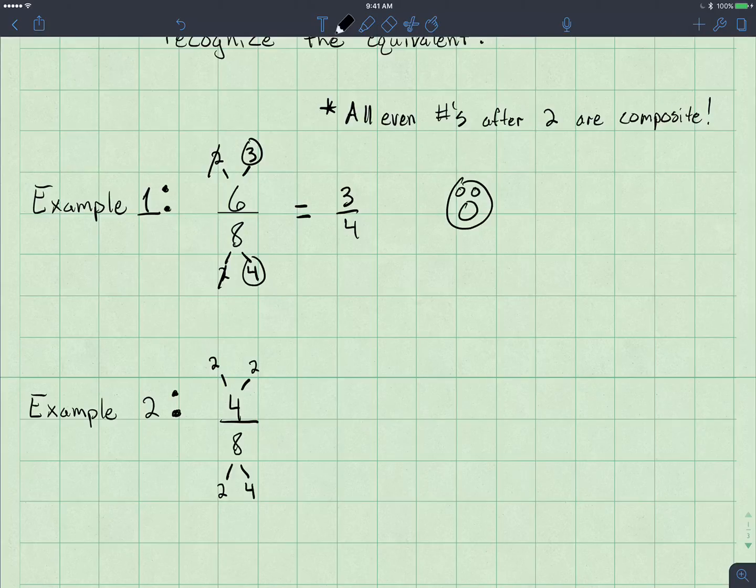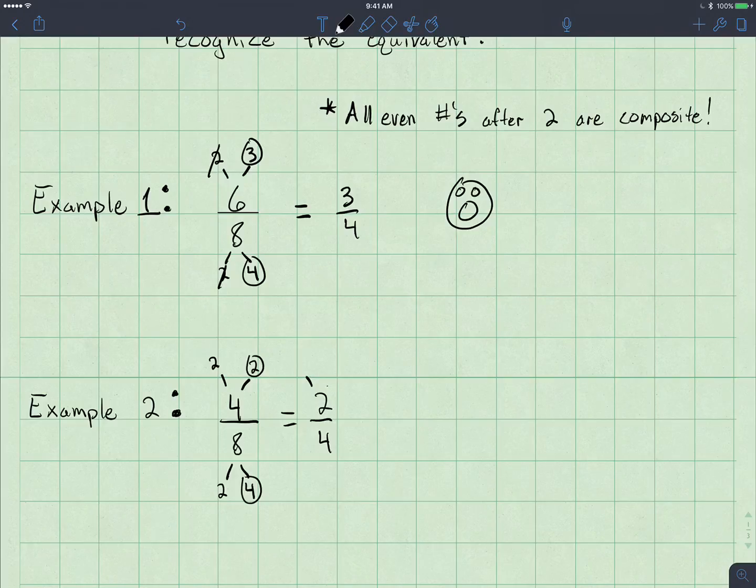So our new fraction would be 2/4. But here's the problem. Can this be reduced even further? Yes, it can. Some of y'all are already screaming the answers, and I can hear you through the recording.